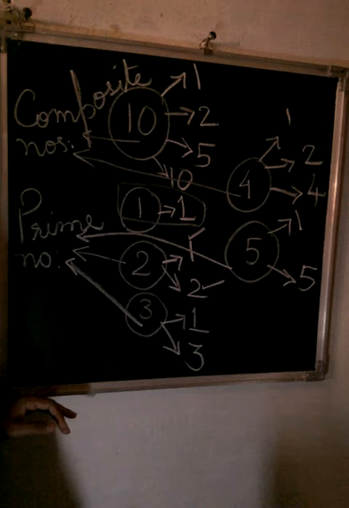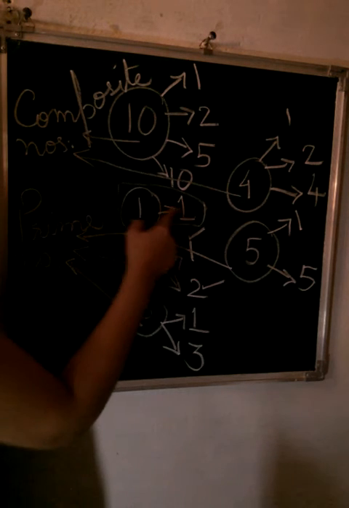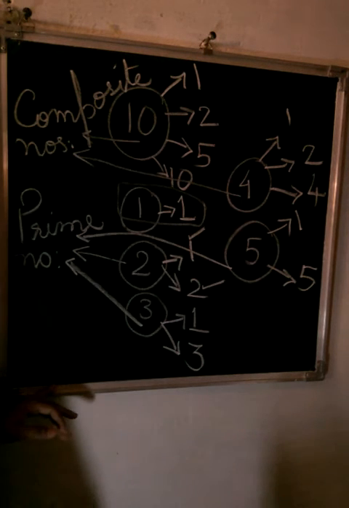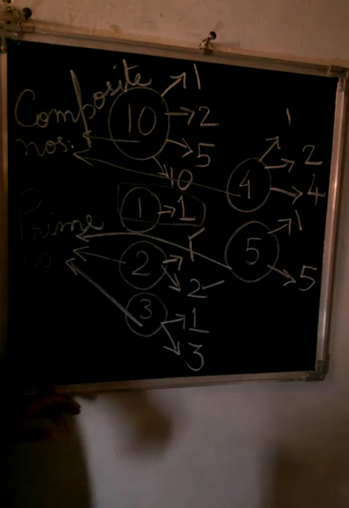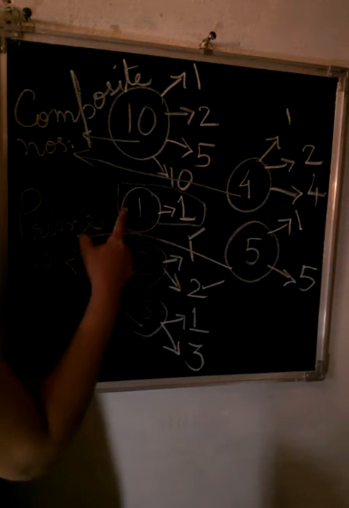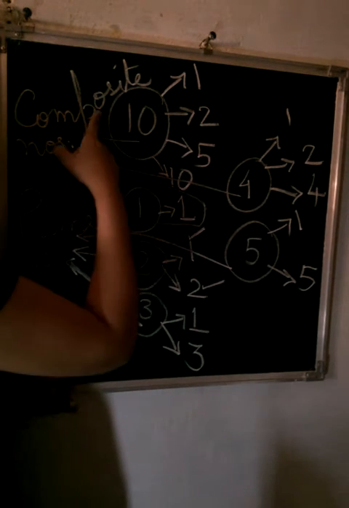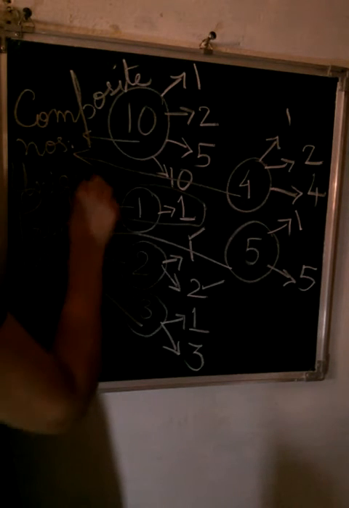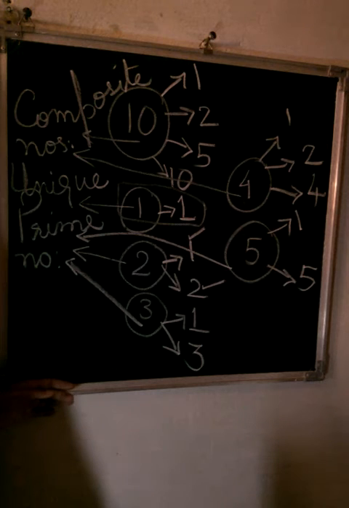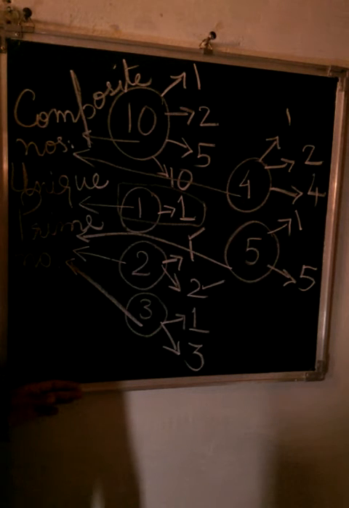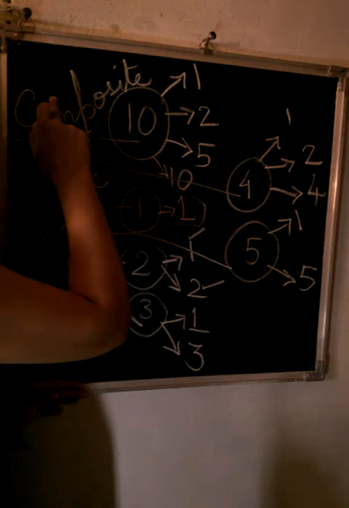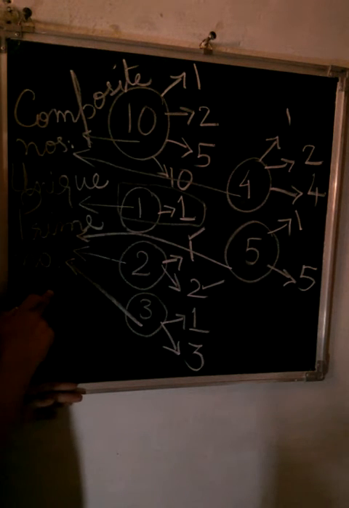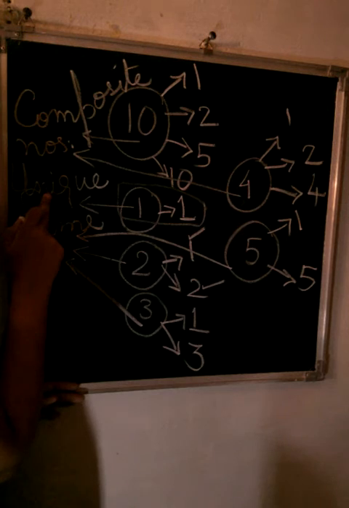1 is a factor of itself, and it has only one factor, that is itself. So it is neither prime nor composite. 1 is a unique number. So there are 3 definitions: composite numbers, prime numbers, unique numbers. We are going to write it now.